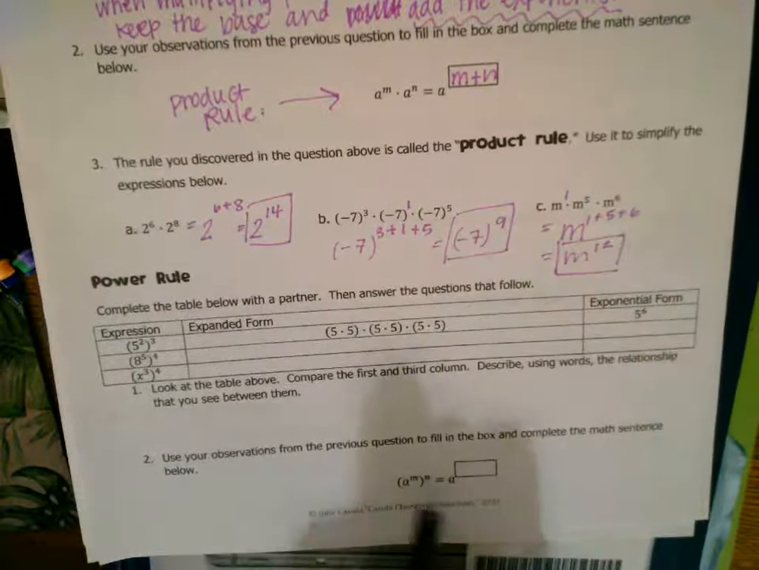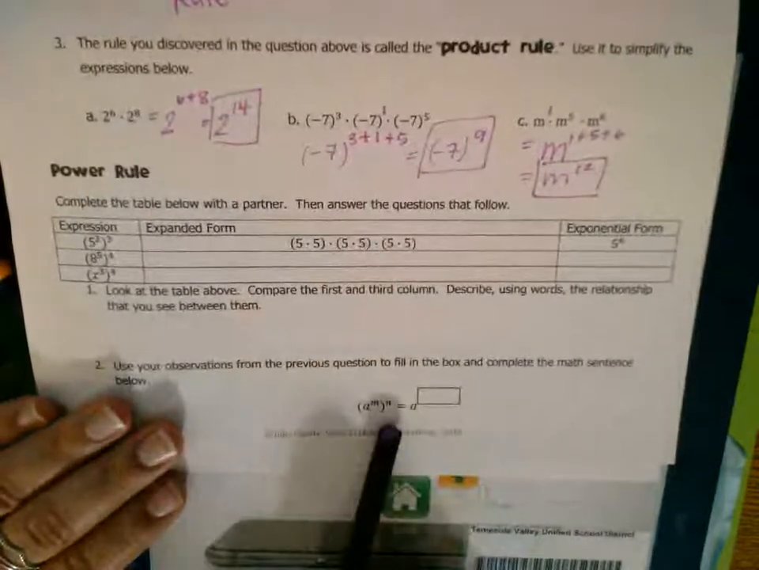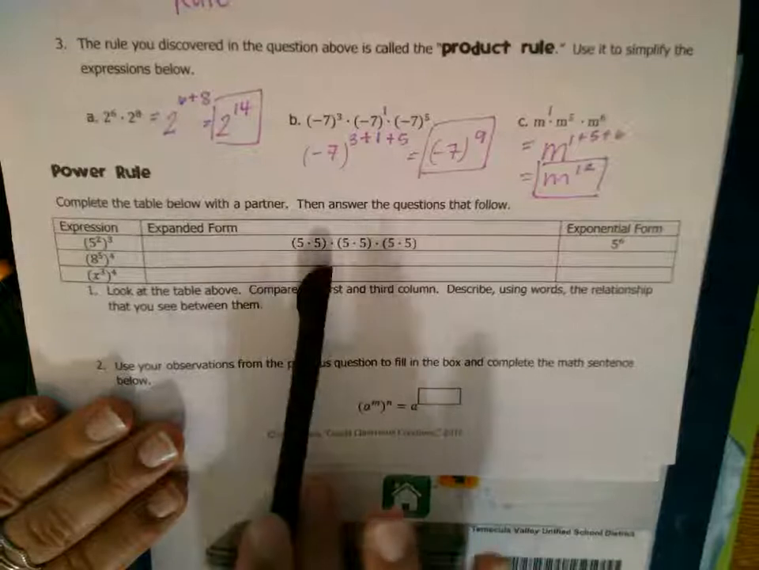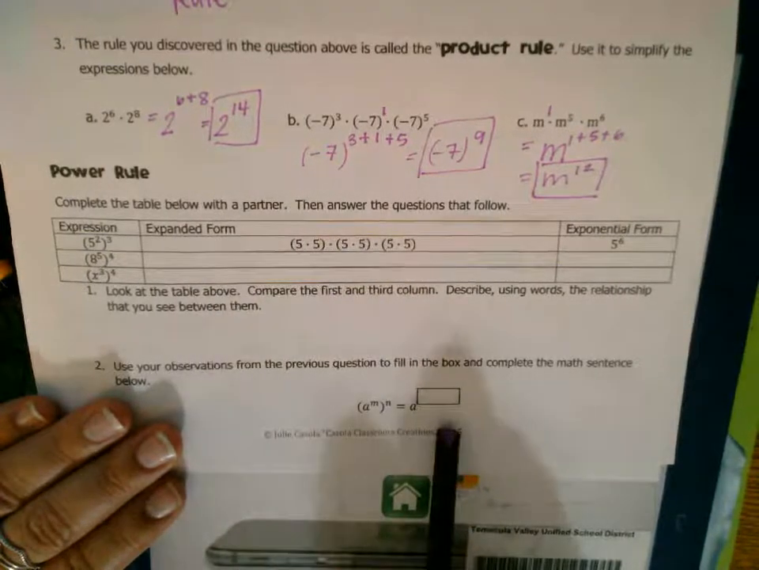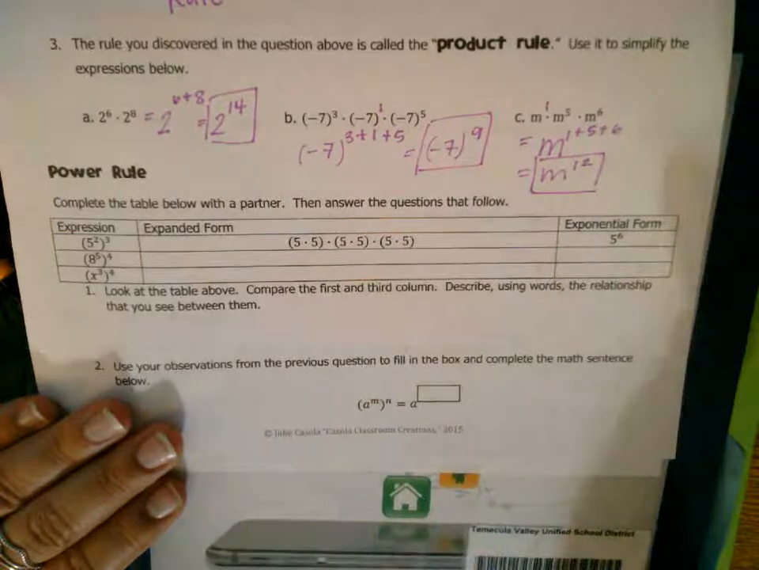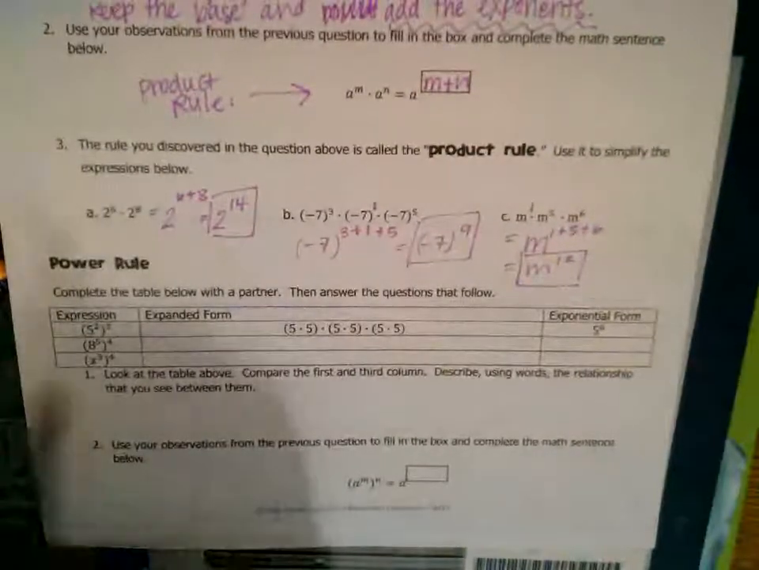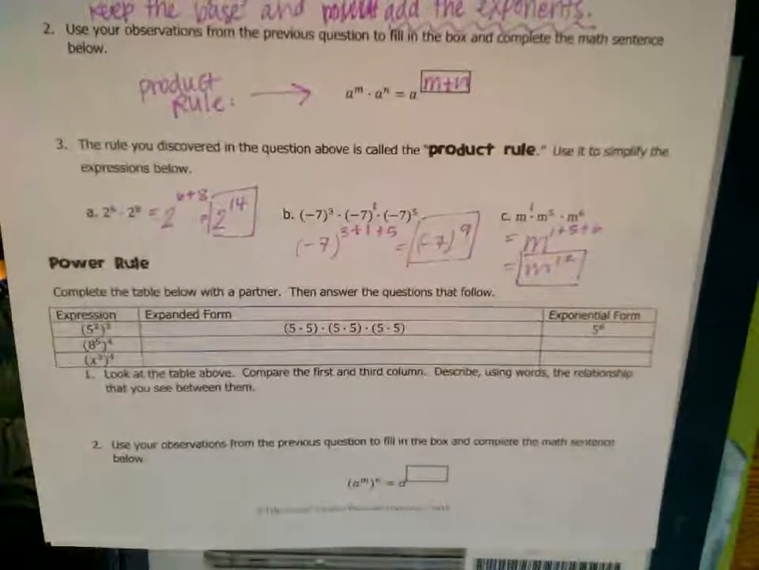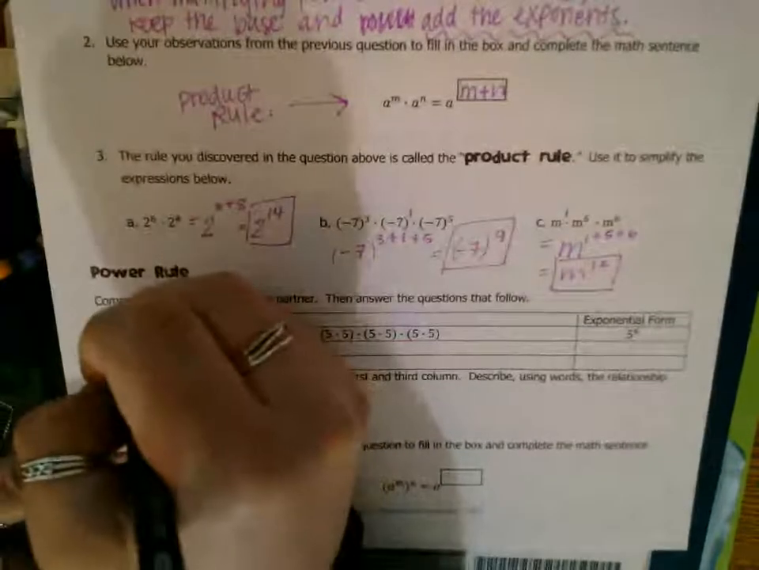And then using the algebraic example given here, using what you've noticed from these examples and how you described it, come up with a rule and then a few practice problems along with it. So for the power rule here, the first expression we are given is 5 to the second raised to the third power. Okay, 5 to the second raised to the third power.